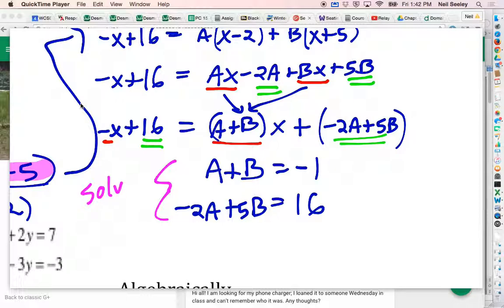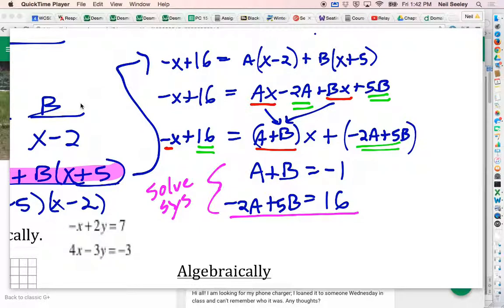Solve the system. Now, I don't know about you, but do you want to do some elimination? You want to do some substitution? Do you have a preference? A little substitution? We can do that. All right, let's do substitution then. If we substitute, I'm thinking that we get a is negative b minus 1.